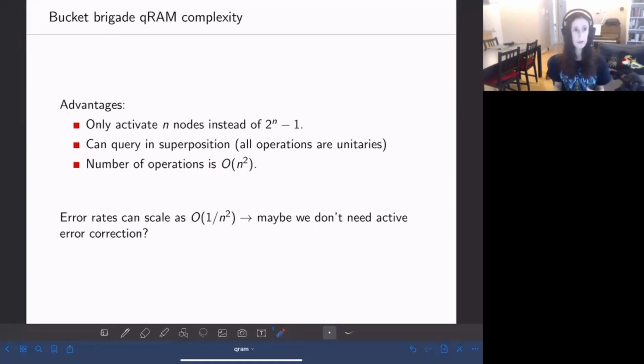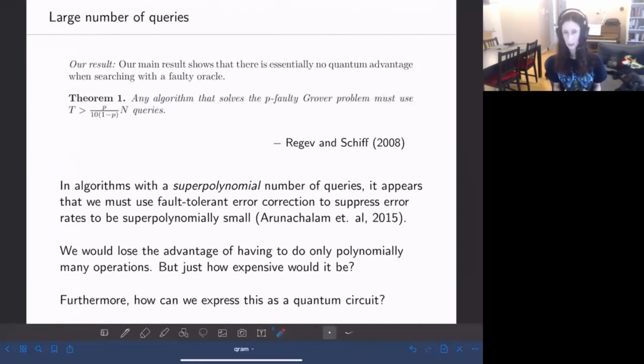And that may be true for very small qRAMs, very small numbers of queries. But in the context of a larger algorithm such as Grover, when you do want to do a large number of queries, it turns out there's a theoretical result that there's essentially no quantum advantage if you have a faulty oracle. And so what people did later is essentially show that if you have an exponential number of queries in your qRAM, you do have to use fault-tolerant error correction to get that error rate to be exponentially small. So you kind of lose this advantage of not having to do error correction.